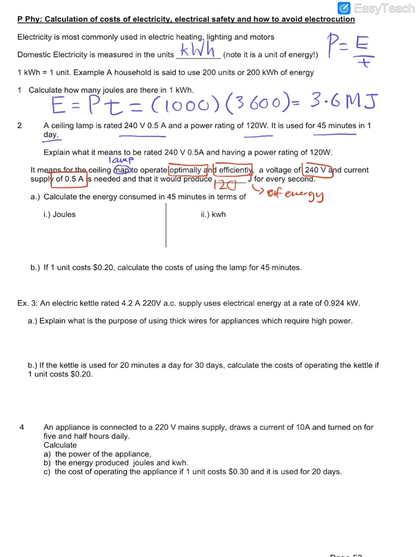Okay, let's pause. So to find energy in joules, E equals PT. Not too difficult a formula to remember. You can also use VIT. 120 times time. Time is always changed to seconds. So it's 45 times 60. So 324,000 joules. Very easy.